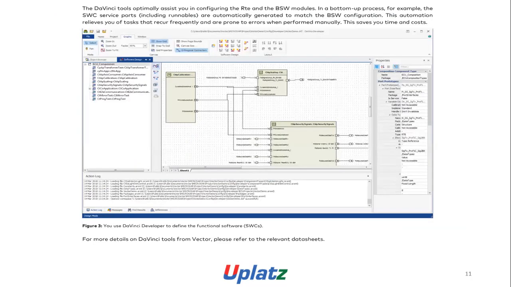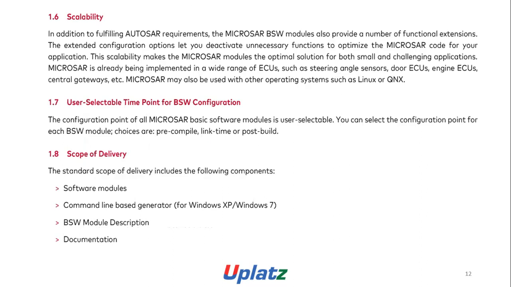The DaVinci tool optionally assists in configuring the RTE and BSW modules. In addition, the process, for example the SW service reports, including runnables, is automatically generated to match the BSW configuration. The automation relieves you of tasks that occur frequently and are prone to errors when performed manually. This saves you time and cost. Figure 3: the use of DaVinci Developer to define the functional software SWC. For more details on the Vector DaVinci tools, please refer to the relevant data sheets.